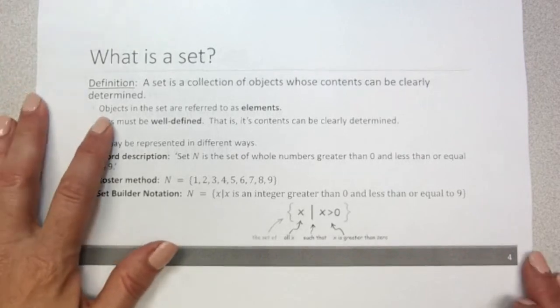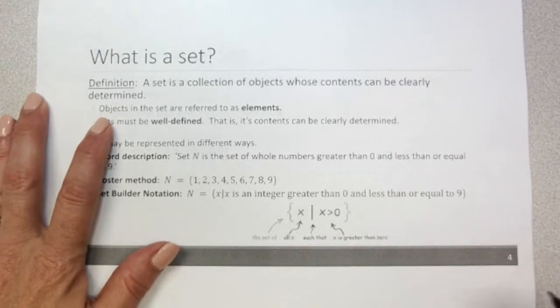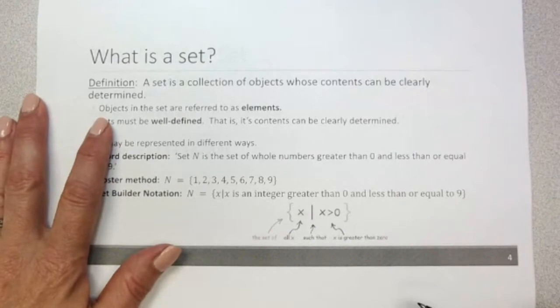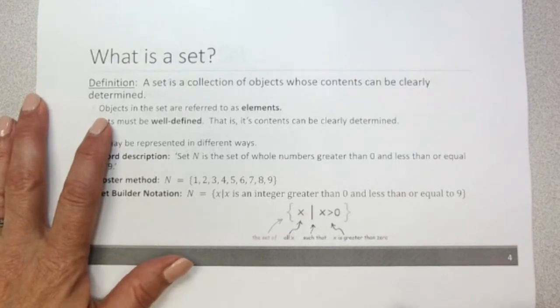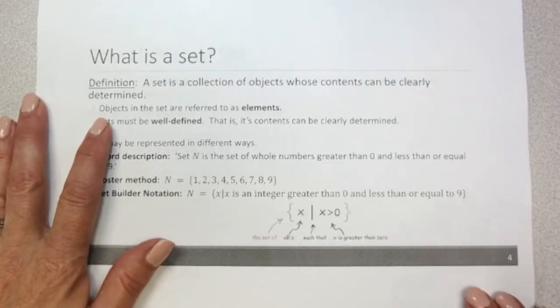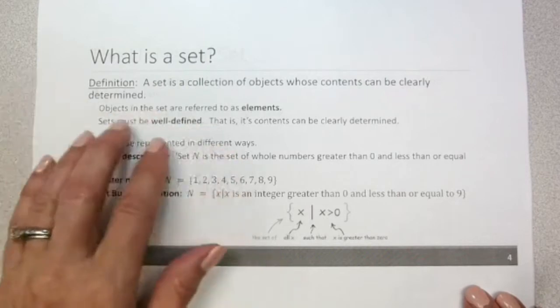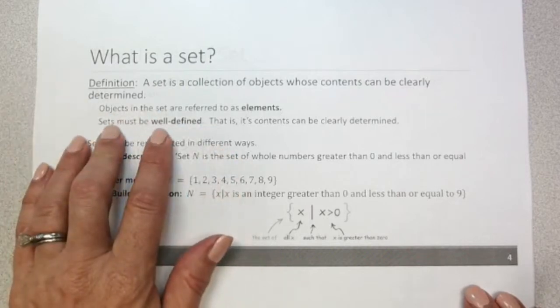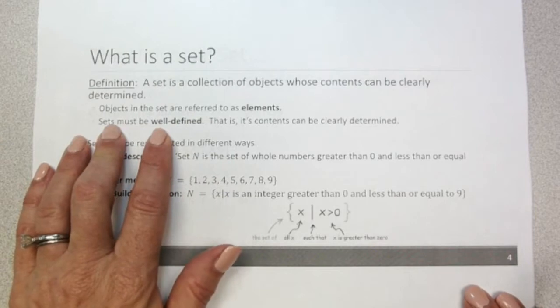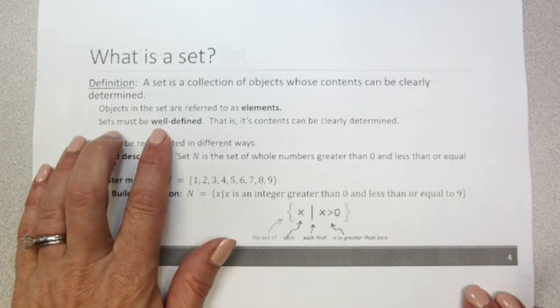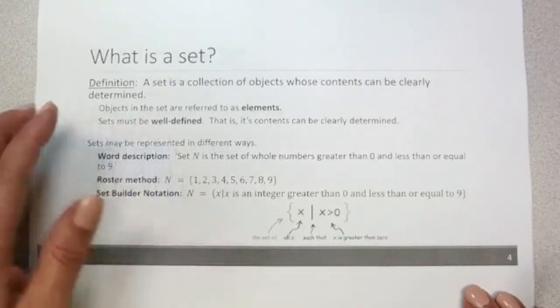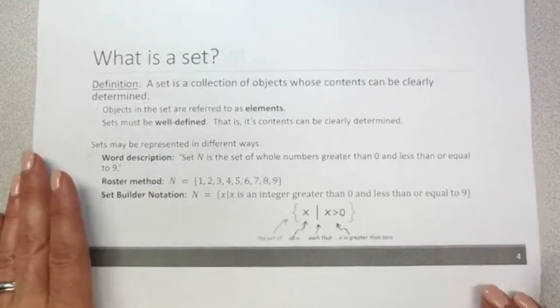The objects of the set are referred to as elements. So if you're a student in this class, then you are an element of the set of students in this class. Okay, it's very important that sets are well defined. That's one of the basic things that determines a group as a set. We have to easily look at the definition of that set and know whether something is in that set or is not in that set.